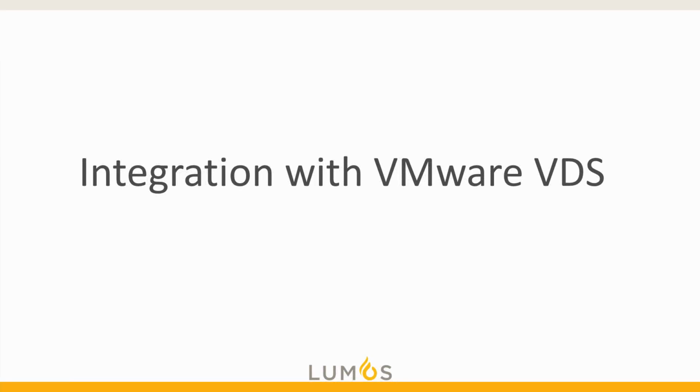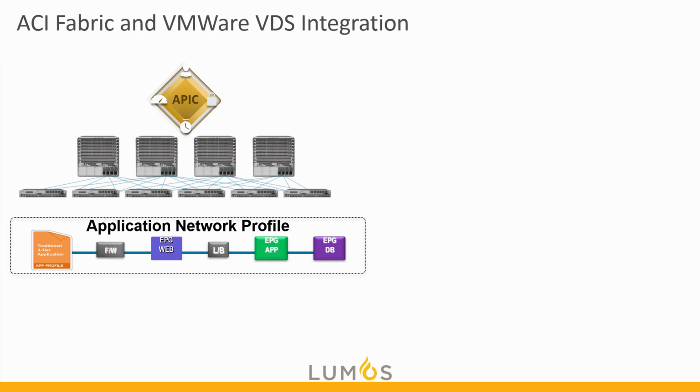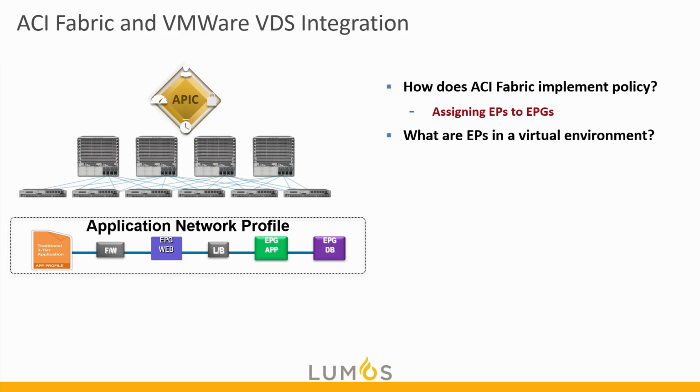So now let's continue on and talk about integration with the VMware Virtual Distributed Switch. How does the ACI Fabric and the VMware VDS integrate? Well, how does ACI Fabric implement policy? It assigns endpoints to endpoint groups. What are the endpoints in a virtual environment?